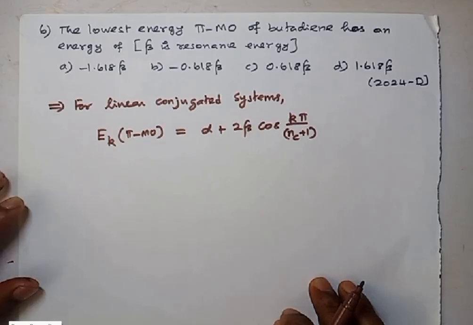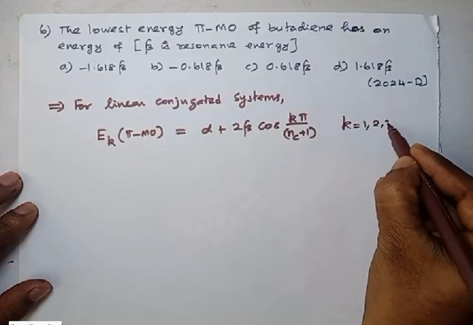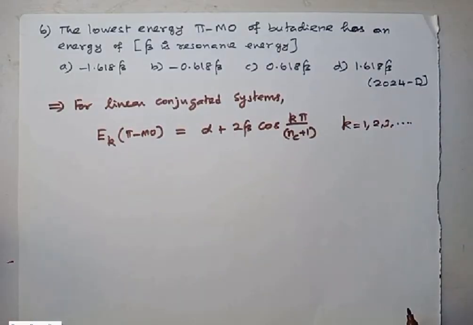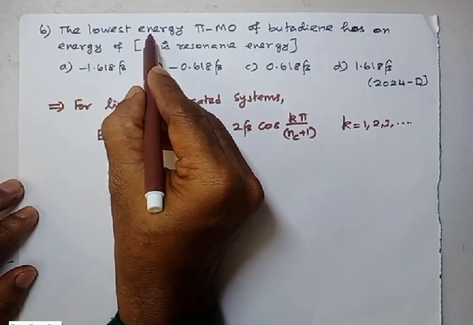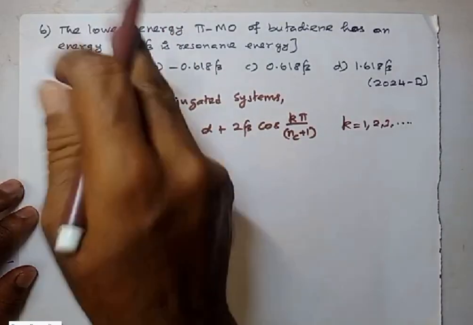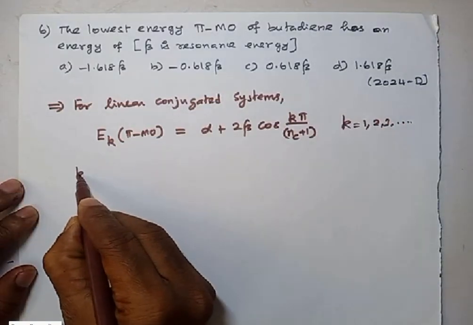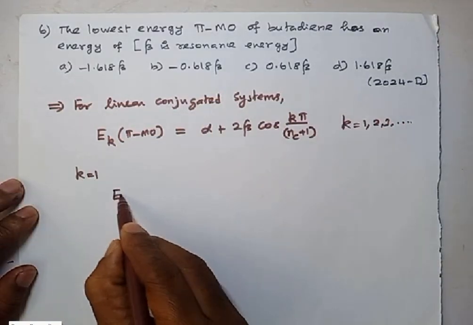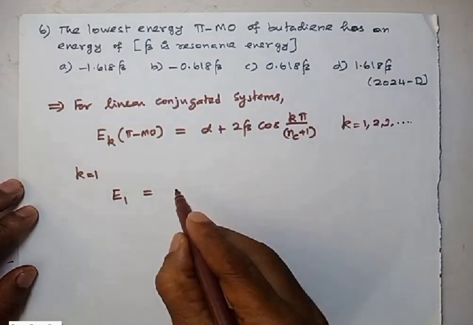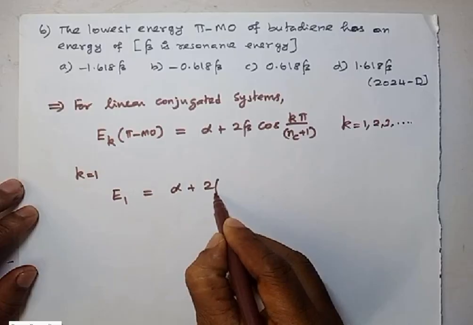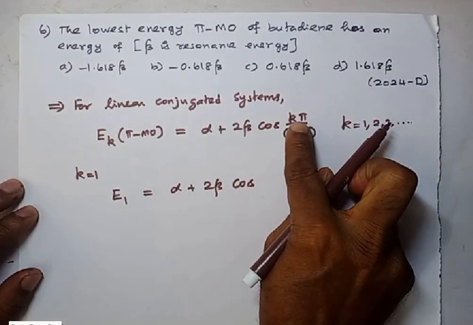And what are the allowed values of k here? K can take values 1, 2, 3, 4, etc. Very simple. Now, in the question, they are asking for the lowest energy pi molecular orbital. Lowest energy means k should be equal to 1. So if k equals 1, what's the energy? It is alpha plus 2 times beta into cos, and in the place of k you put 1.